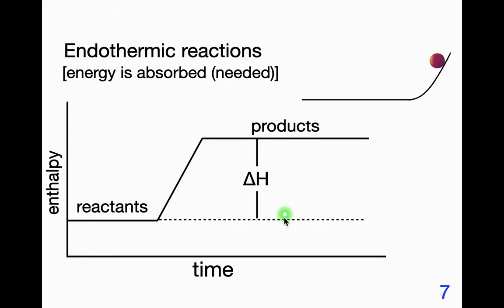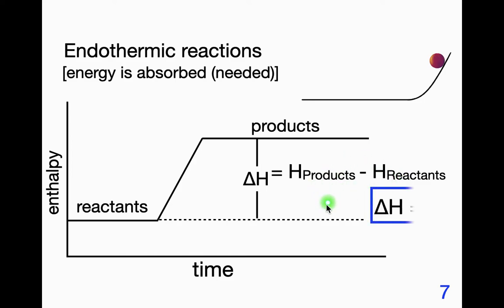So when we do the same calculation that we did before, the difference between the two, remember that delta H is still the enthalpy of the products minus the enthalpy of the reactants. But in this case, the reactants have less energy than the products. So when we subtract the enthalpy of the reactants from the products, that's going to give us a positive number.